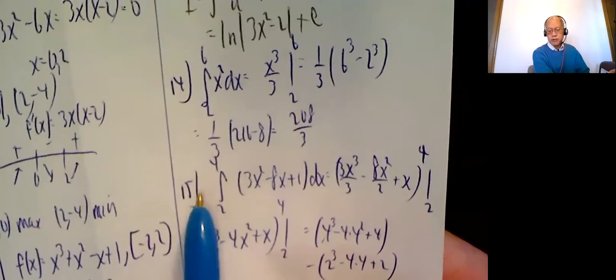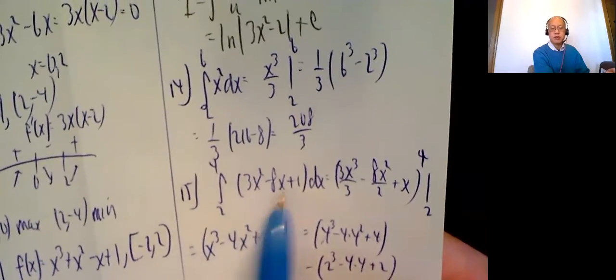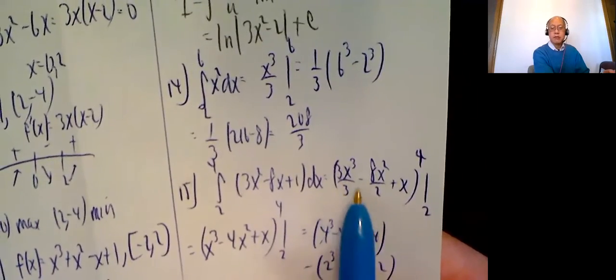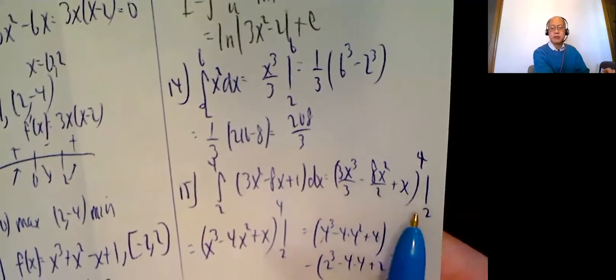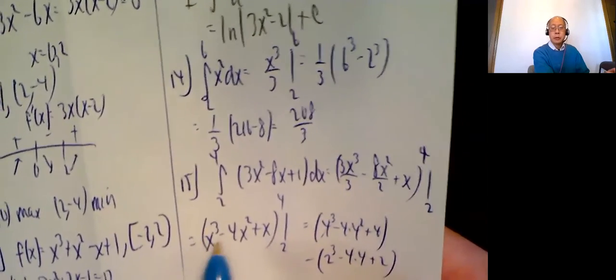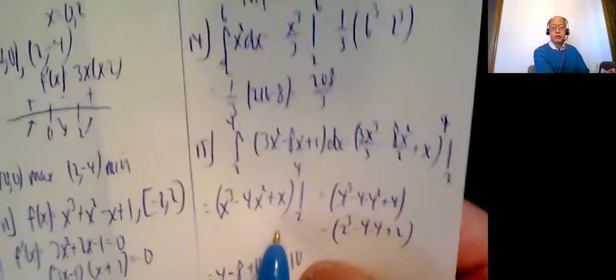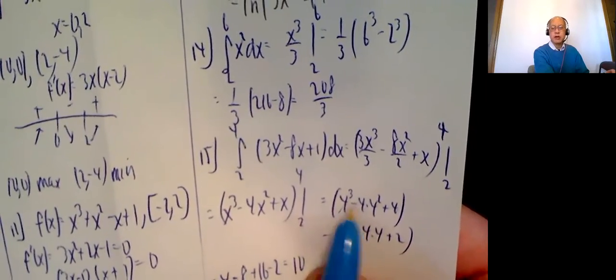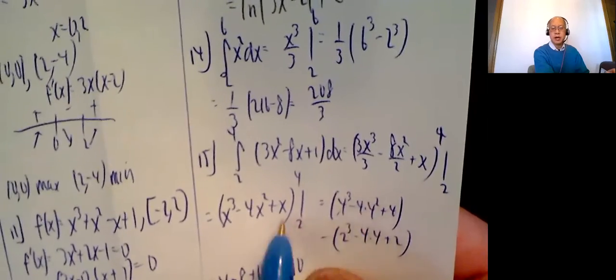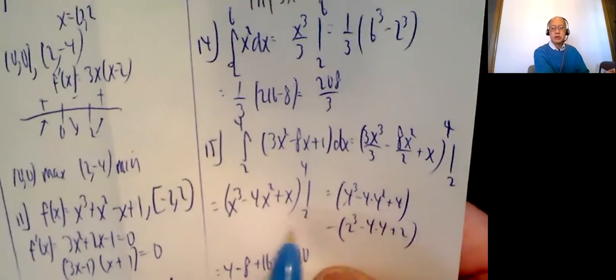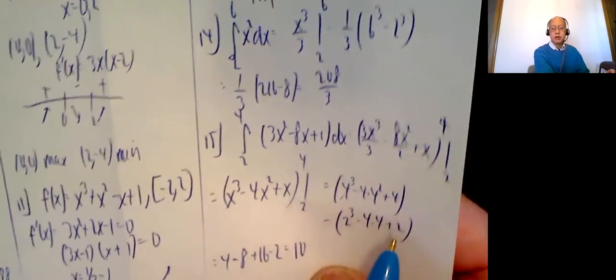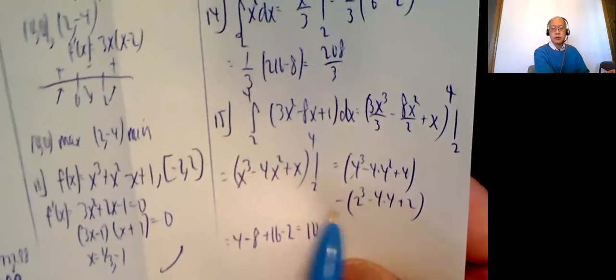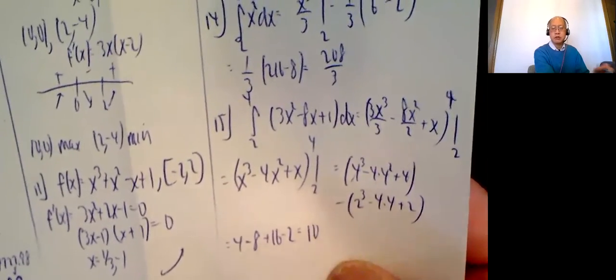Number 15, integral from 2 to 4 of 3x squared minus 8x plus 1, 3x cubed over 3 minus 8x squared over 2 plus x from 2 to 4, x cubed minus 4x squared plus x from 2 to 4, plug in 4 cubed minus 4 times 4 squared. These are both 64, they cancel out, plus 4, minus 2 cubed minus 4 times 4 plus 2, so it's 4, distribute minus 8 plus 16 minus 2, final answer is 10.